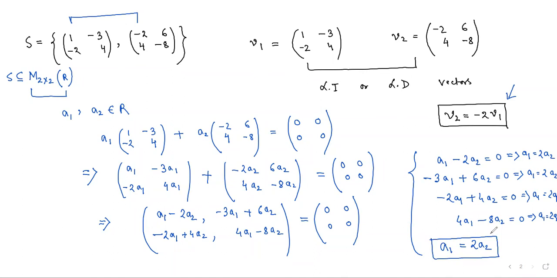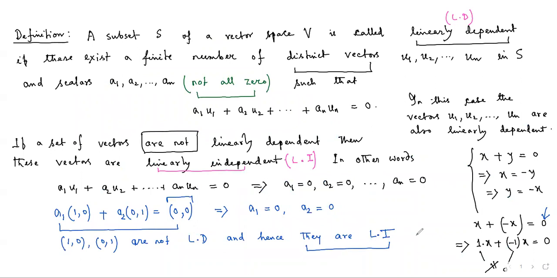They are not 0, but their linear combination is 0. The scalars are not individually 0, but their linear combination is 0, and therefore these two vectors are LD vectors. Now, the same thing is happening in the previous page.